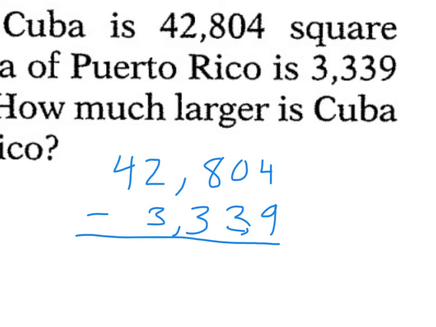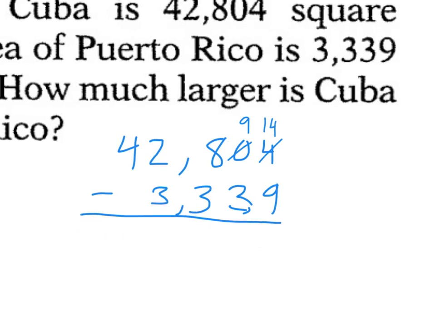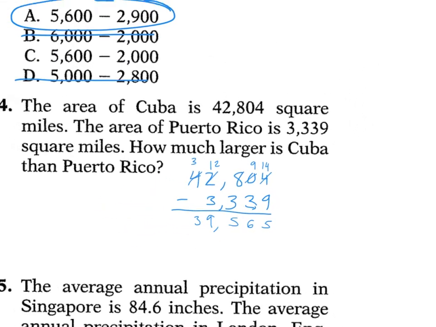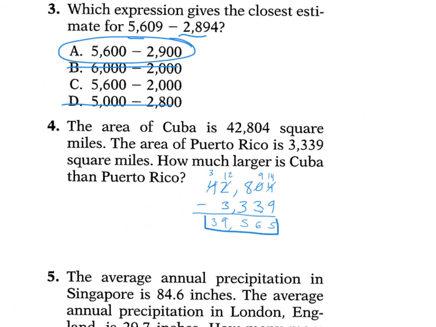We can't do 4 minus 9, so we need to make this one a 14. This becomes a 9. So we have 14 minus 9, which is 5. 9 minus 3 is 6. 8 minus 3 is 5. 2 minus 3, can't do that, so we need to make this a 12. This one becomes a 3. 12 minus 3 is 9, and 3 minus 0 is just 3. So 39,565 is our answer.